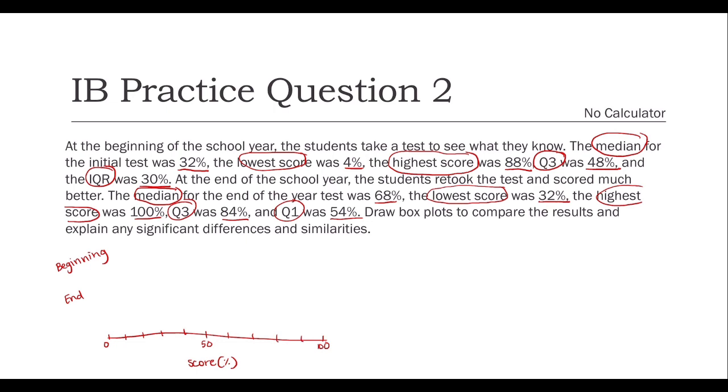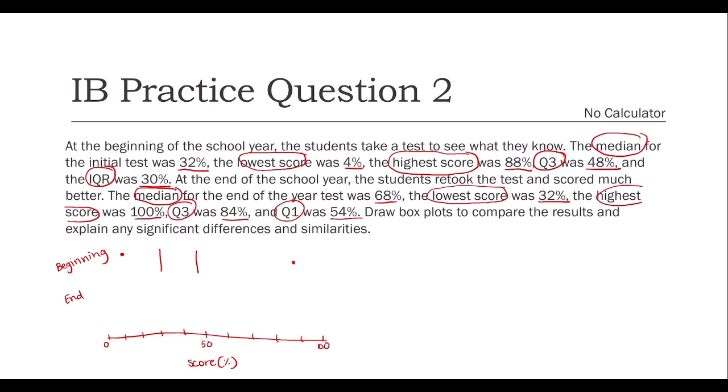Okay, so now for the beginning of the school year, the test median was 32%. So here would be your median. We'll draw a line for the median. The lowest score was 4%, so we'll put a dot there. So that's about here, because that's our minimum. Our maximum or highest score was 88%. So we'll put a dot here. Q3 was 48%, so that's above the median. So we'll draw a line right here.